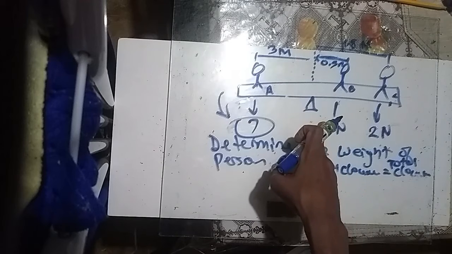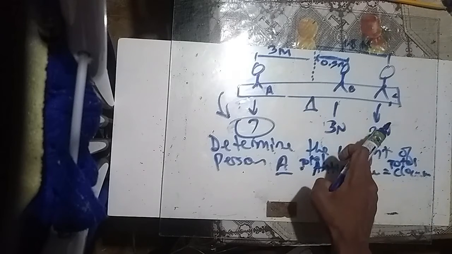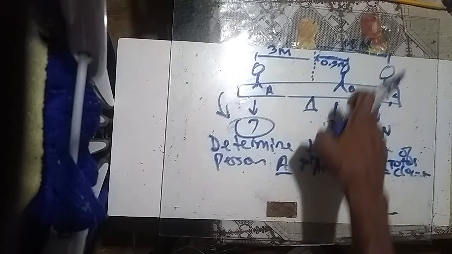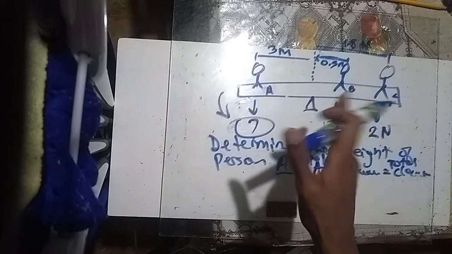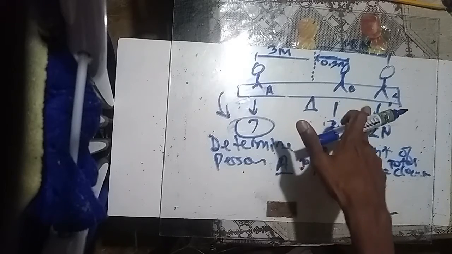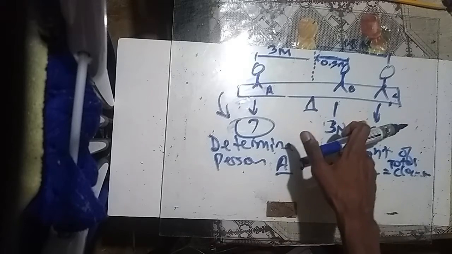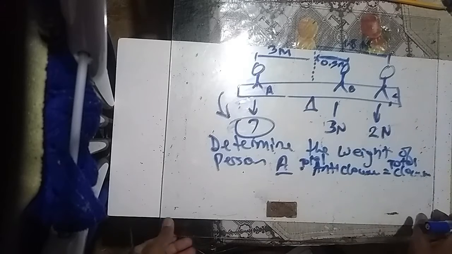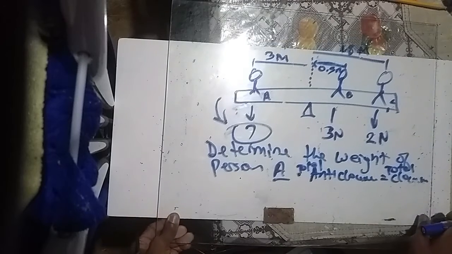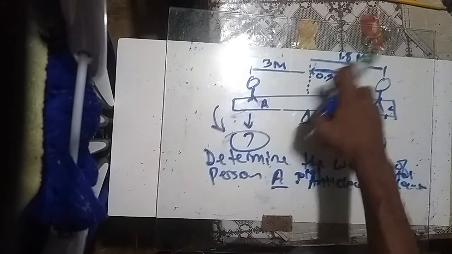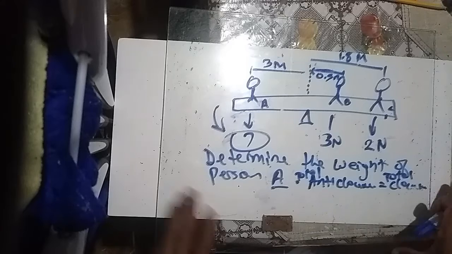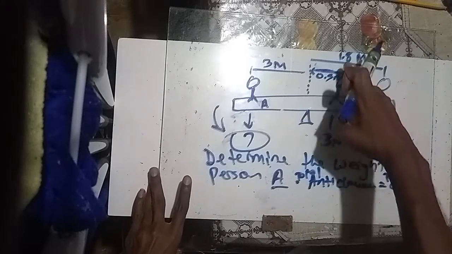Therefore, I can calculate a weight for him. He also has a weight, which is 2 Newton, or a force. I keep saying weight and force. Alright, he has a 2 Newton weight, or a 2 Newton force, acting on the seesaw as well. And he has a distance that is 1.8 meters, right? So I can find a moment too.